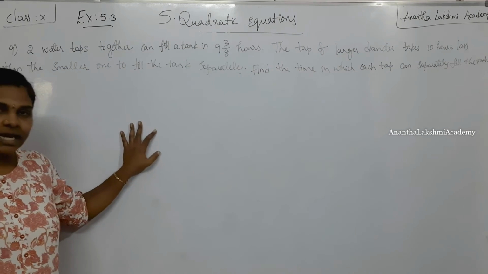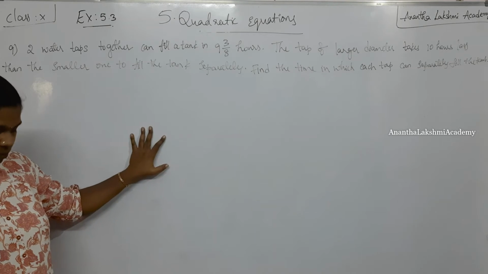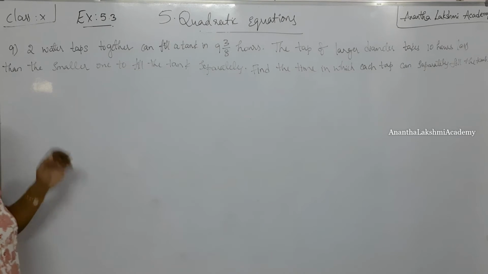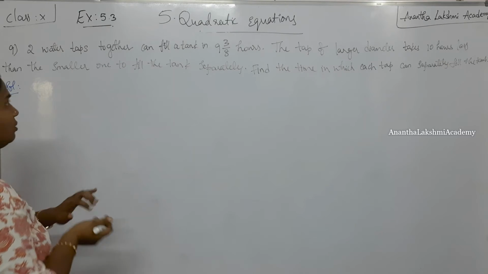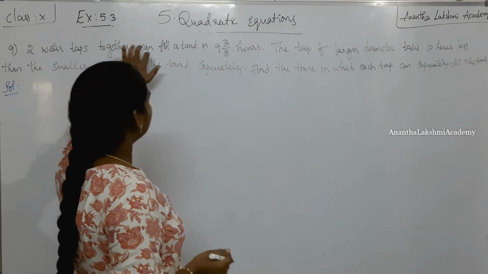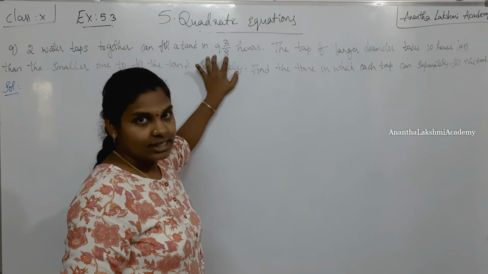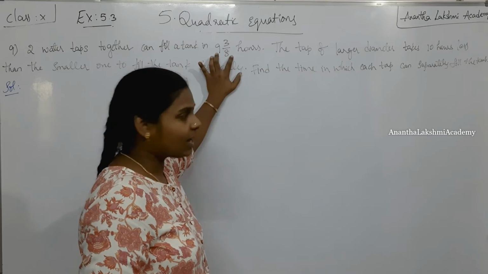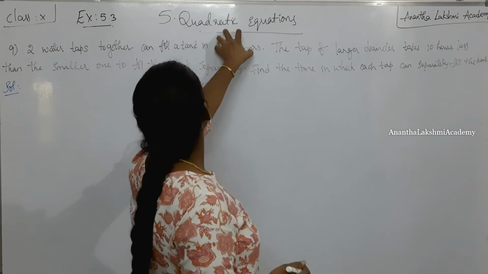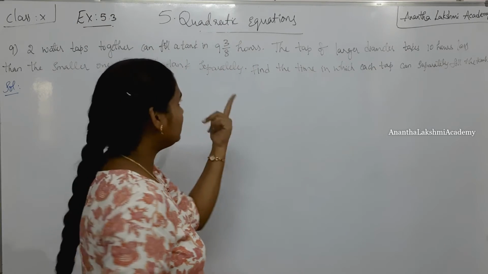Here we have the 9th problem listed on the board. Let me go through it. Alright, this looks like a typical problem. 2 water taps together can fill a tank in these many hours, 9 and 3 by 8, a mixed fraction. We need to convert this into an improper fraction. So these many hours are taken by 2 water taps to fill the tank.